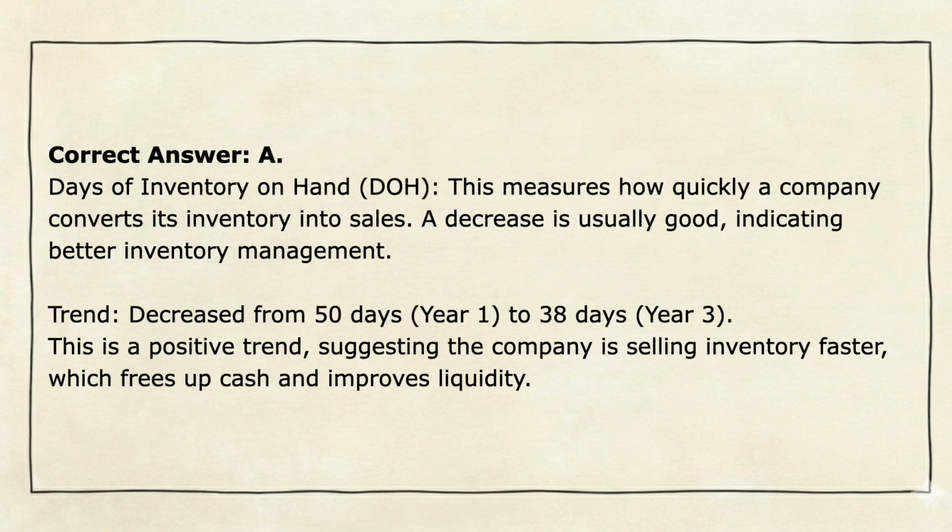Correct answer, A. Inventory management efficiency. Days of inventory on hand, DOH, measures how quickly a company converts inventory into sales. Positive trend in inventory turnover. DOH decreased from 50 days to 38 days, indicating faster inventory sell-through. Financial impact. Improved inventory management leads to better cash flow and liquidity.